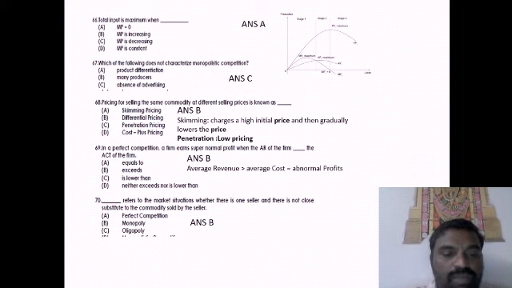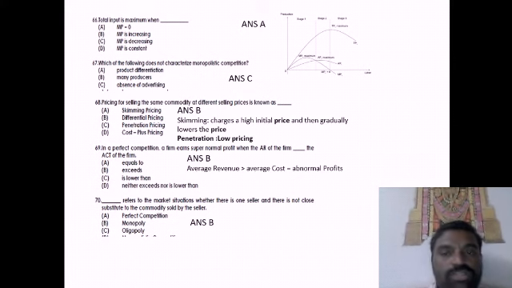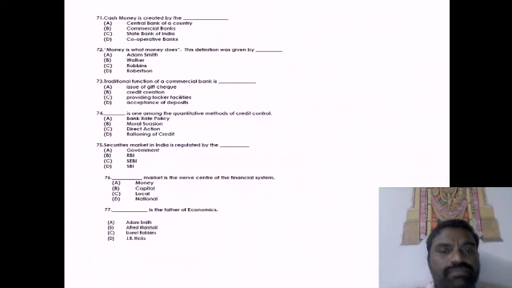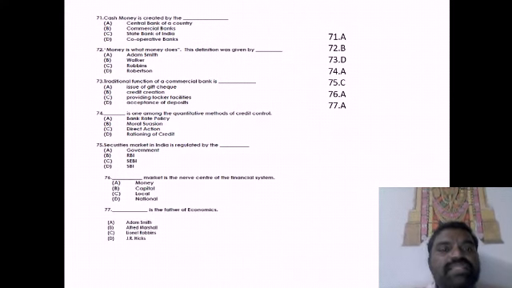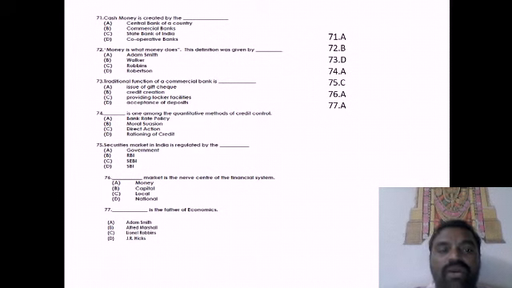Dash refers to the market situation where there is only one seller and there is no close substitute, that is monopoly. And cash money is created by dash. Who will create the cash money? It is the Central Bank of India, that is RBI. And money is what money does. This definition is given by Professor Walker.